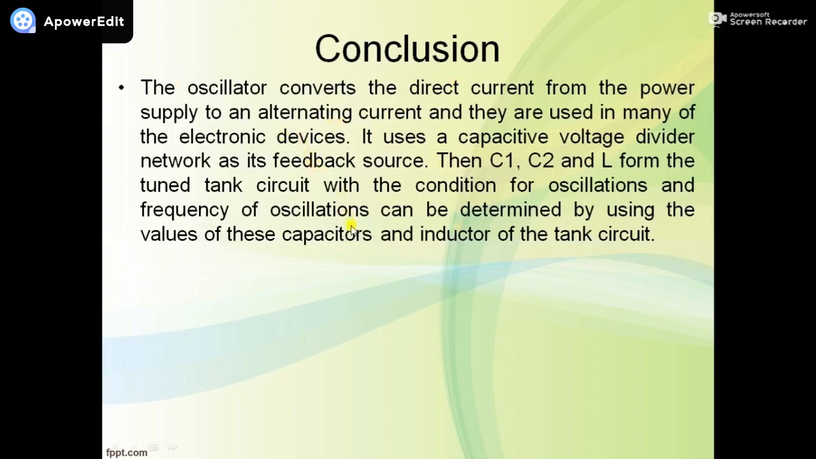Next, in the conclusion part, the oscillator converts the direct current from the power supply to an alternating current, and this is used in many electronic devices. In the Colpitts oscillator, the feedback circuit is the LC tank circuit. In the LC tank circuit, I will repeat that point again: depending on the values of C1, C2 and L, we are getting the frequency of oscillations.